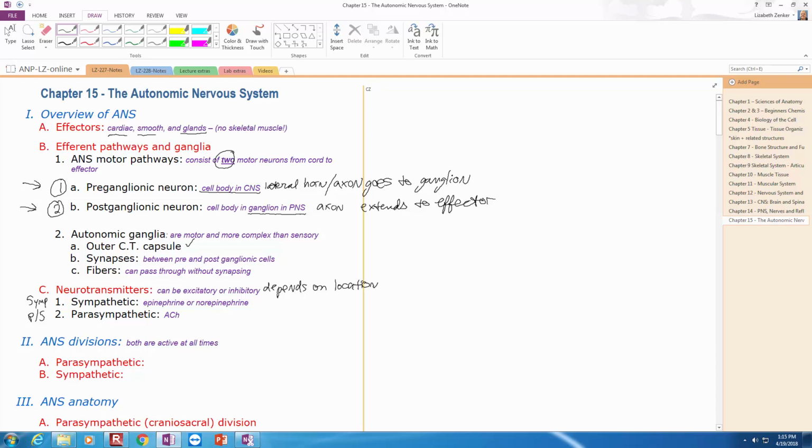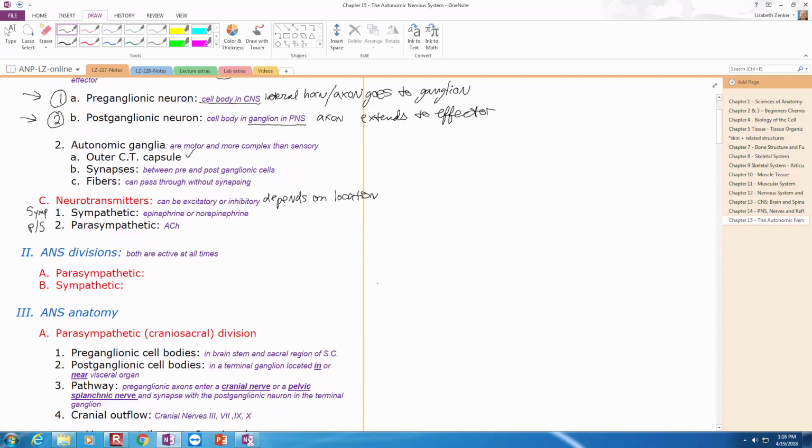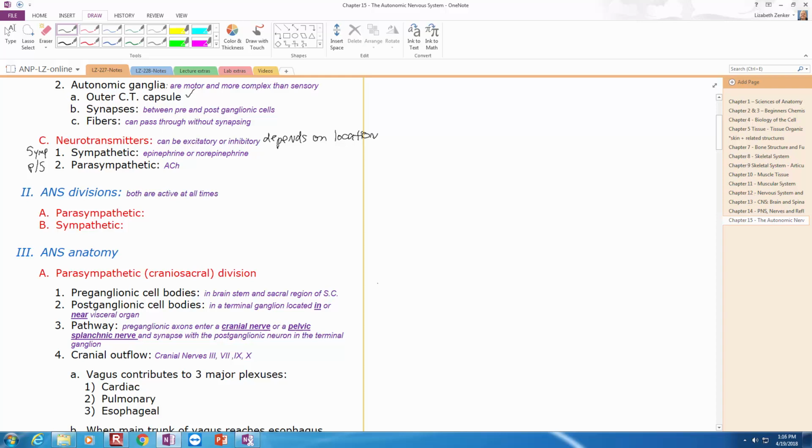Because we saw acetylcholine had multiple ways that it could be used, and depending on the location that you found it, it depended on whether it was stimulatory or inhibitory also. So if you guys don't remember that, go back to those notes and review them a little bit because it will help you with the current stuff.